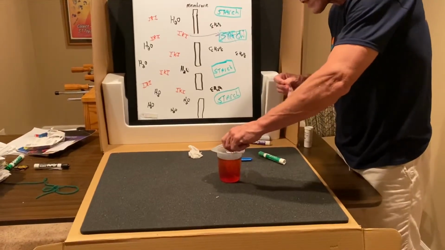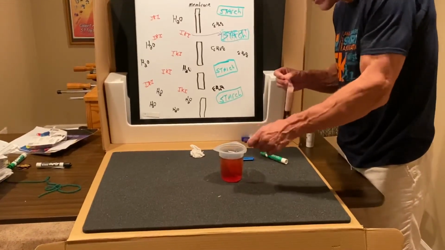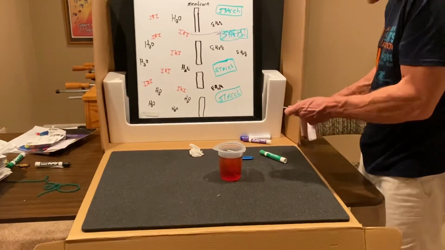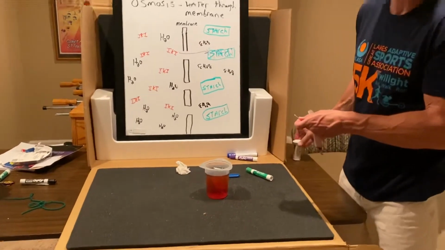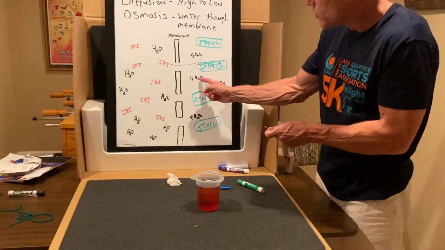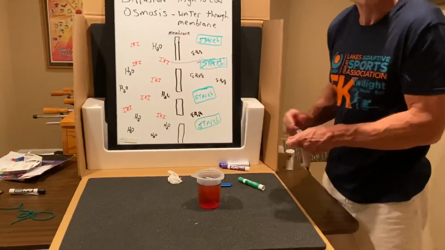But if glucose was allowed to get out, go from high to low, it should have turned colors. I'm going to check my little test strip here. Oh, sure enough, glucose got out of the beaker. In other words, the size of glucose is smaller than those pores.